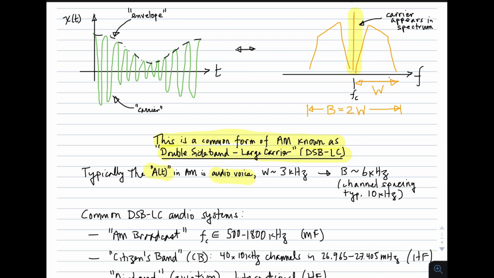Moreover, we're typically talking about low fidelity voice, that is just frequencies below 3 kilohertz or so. So if the message bandwidth is 3 kilohertz, then the RF bandwidth is about 6 kilohertz. And you should probably know that the spacing in the RF domain is typically 10 kilohertz. That allows a couple kilohertz on each side of the message waveform so that there is no interference between adjacent signals.